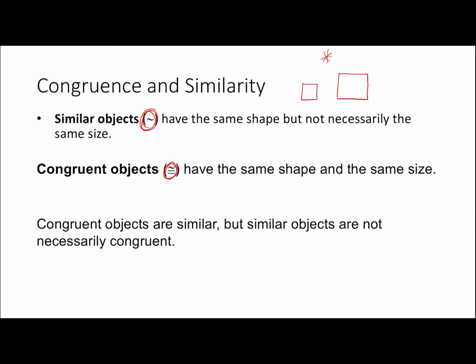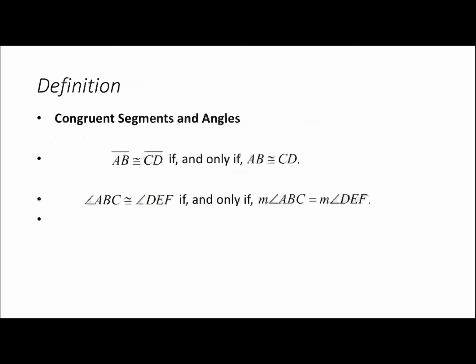So notice that congruent objects are similar. Similar objects are not necessarily congruent. They could be. If we had drawn these two squares here at the top to be the same size, then we would say, well, yeah, they're similar and they're also congruent. And so you need to understand there is a difference. Congruency means same size and shape. Similarity means same shape, not necessarily the same size.